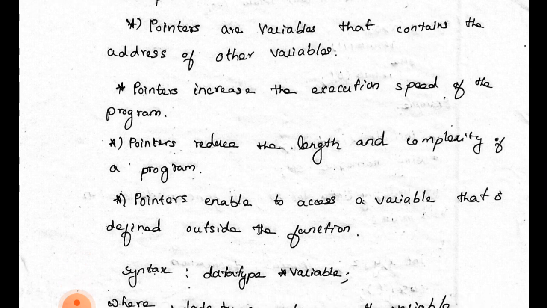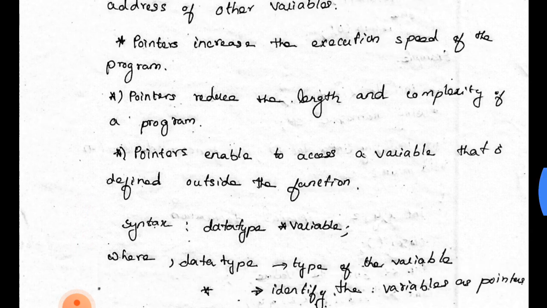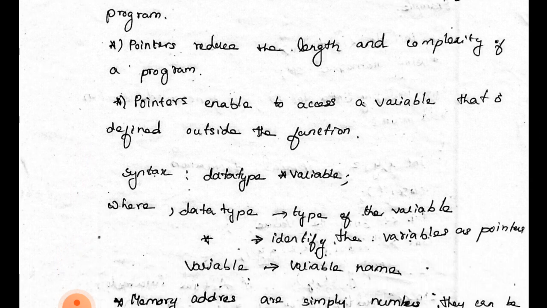It enables access to a variable defined outside the function. When it is declared outside the main function, it can also be read by using pointers. Then the syntax: data type star variable. Data type is the type of variable. Star is to identify the variable as a pointer.